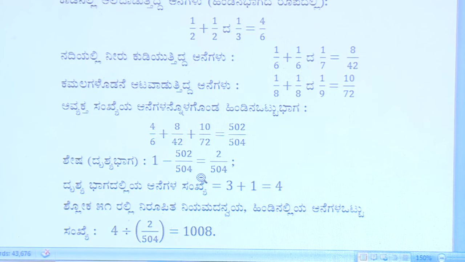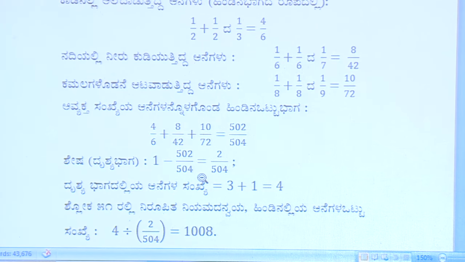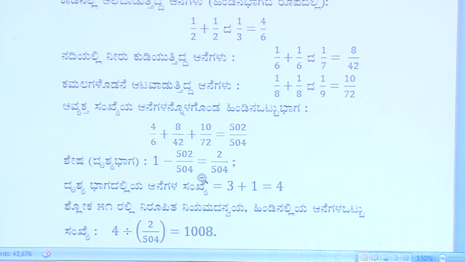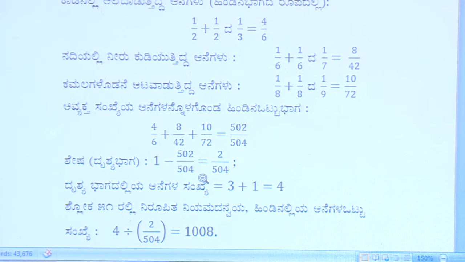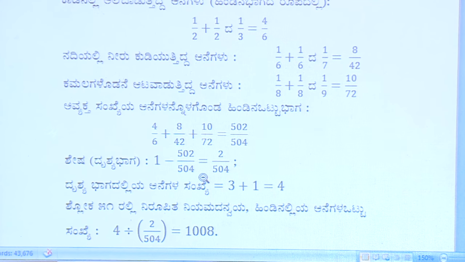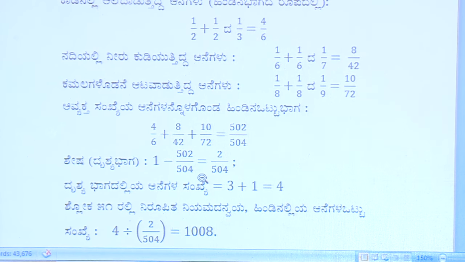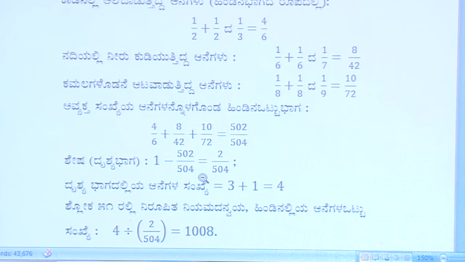So that is 2 by 504 is the part, and that 2 by 504 part is 4 elephants. So whole will be 1 by 2 by 504. So it is 1008. So you mean that 2 by 504 is 4 elephants? Yeah, that's what I mean. Yes, it is 4 elephants. Drishya Rashi.